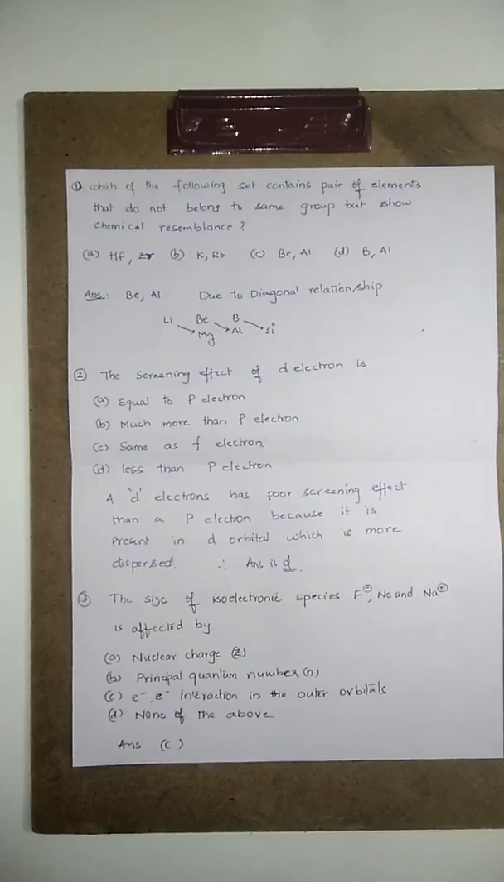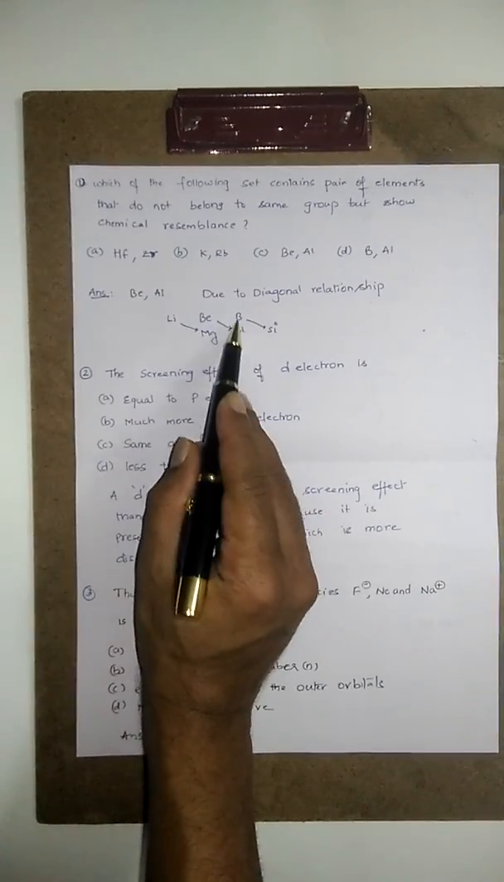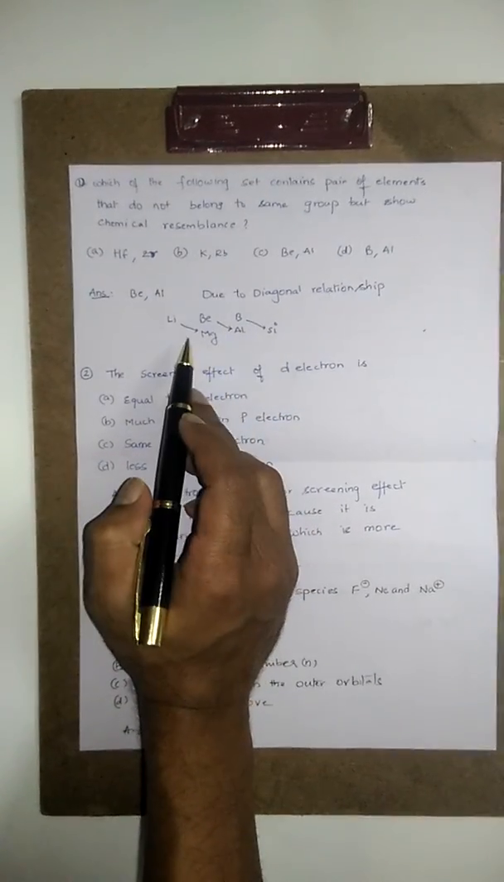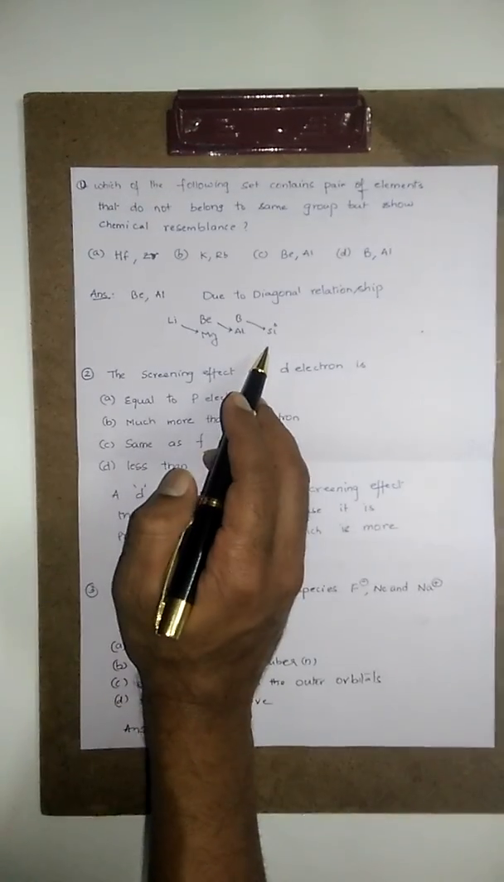Okay, the first question is, which of the following sets contains a pair of elements that do not belong to the same group but show chemical resemblance? So it's asking which elements have similar chemical properties. Out of the options, beryllium and aluminium show similar properties because they are diagonally related to each other. That is called a diagonal relationship. In the periodic table, these elements are present diagonal to each other and have similar properties.